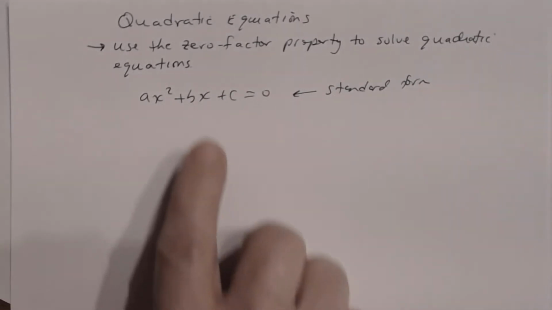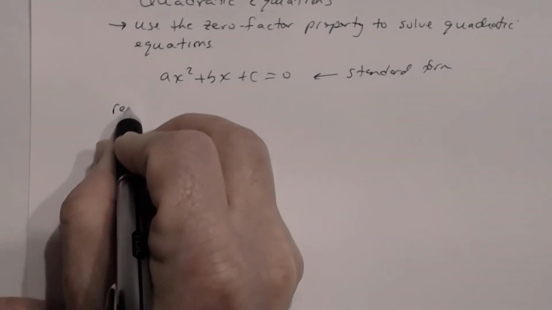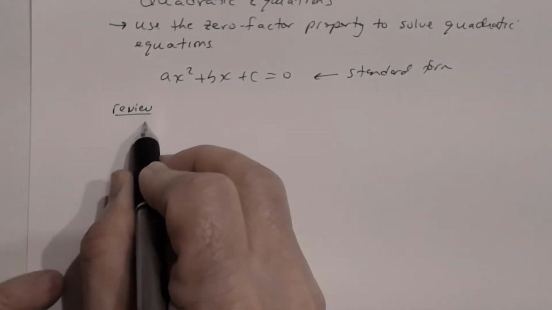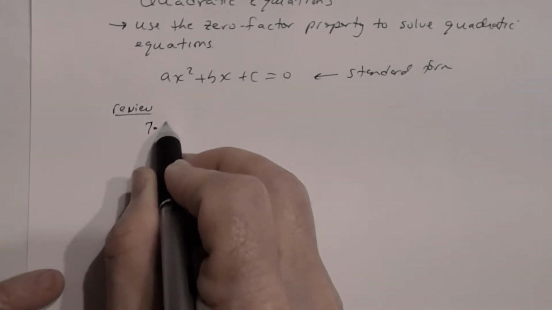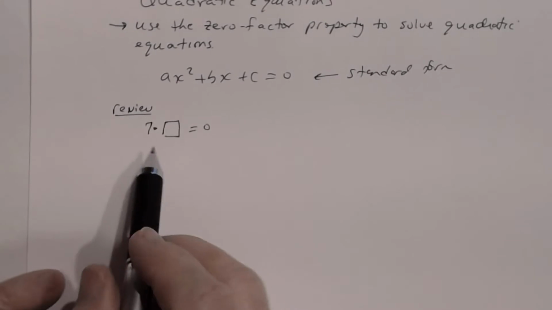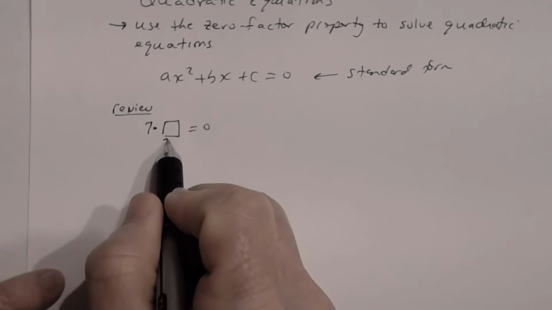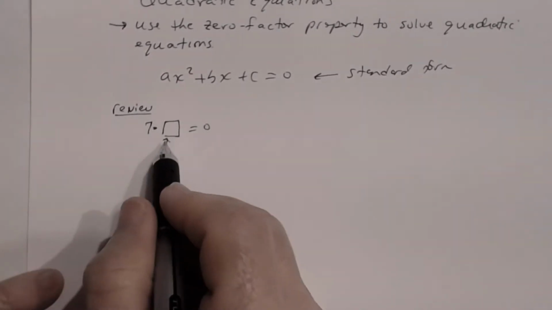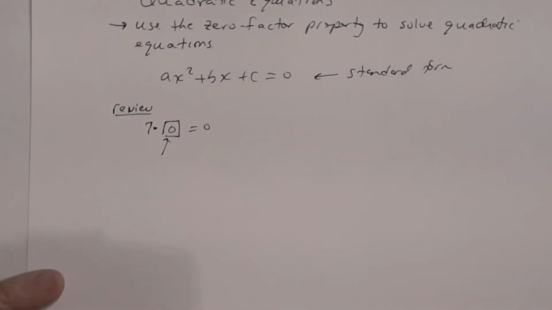Now, before we talk about the zero factor property, let's remind ourselves about something. This is kind of a review. If you're told that you have two numbers whose product is 0, and let's say one of them is 7, what must the other one be in order for this product to be 0? Well, definitely this number has to be 0, right? That's the only way you can get a product of 0. And so that's basically what the zero factor property says.